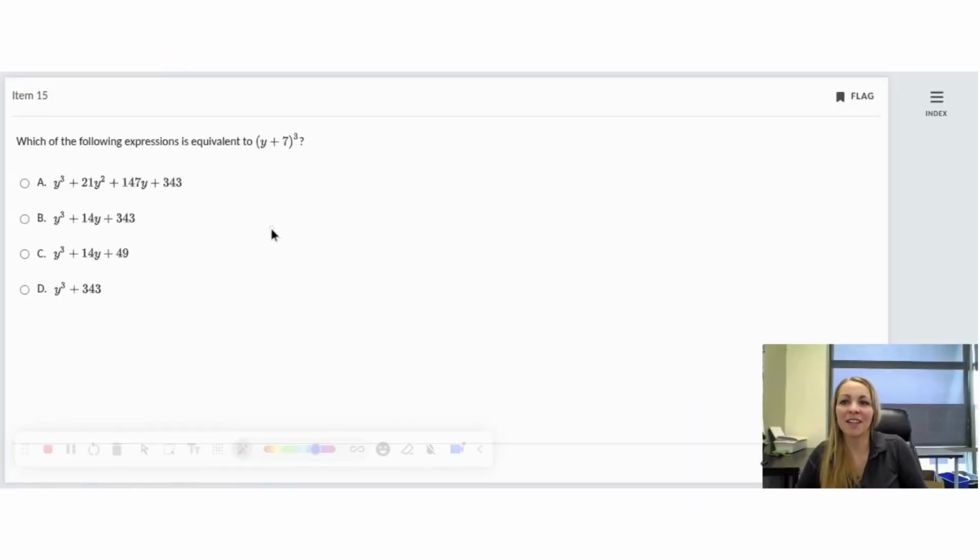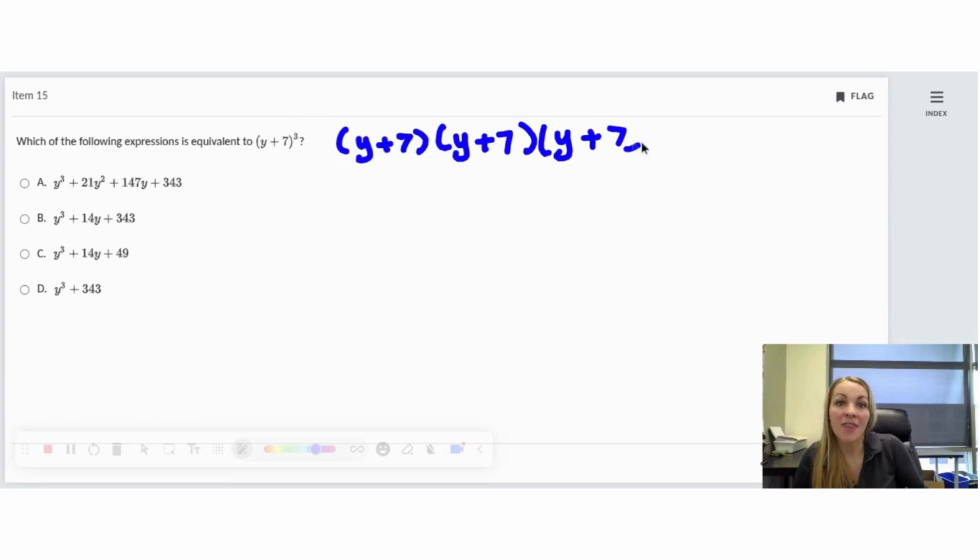Question number 15. Which of the following expressions is equivalent to the quantity y plus 7 cubed? What does this mean? Well, that means y plus 7 times the quantity y plus 7 times the quantity y plus 7. And this is going to take me a long time to multiply, so I'm going to use Desmos to help me choose the answer.